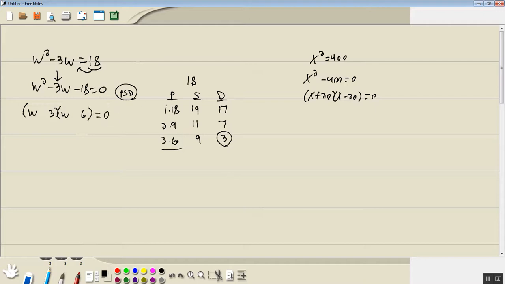Now our larger number that we're using, which is 6, will always be the same sign as the middle term, which is negative. The number I circled in the difference column, D for different signs, so if this one's negative, this one has to be positive.